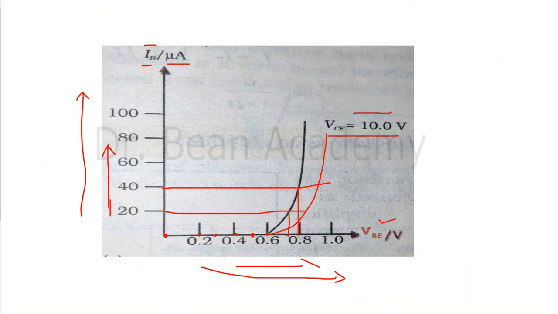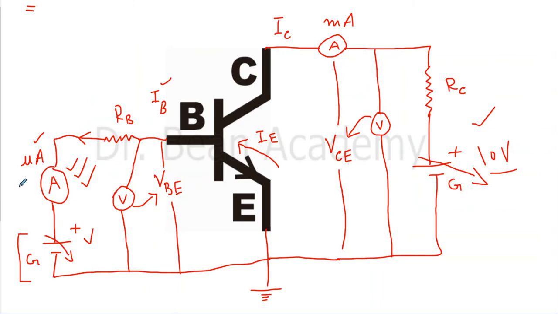So from the input characteristics, I know that 10 microampere is somewhere here. And if I go here and assume that I fixed VCE at 10 volts, then when I am here and go down, it will tell me at what voltage I will get this 10 microampere current. After recording this voltage, I will go back to the circuit and fix this voltage so that the current is 10 microampere. As a result of this voltage, I will get 10 microampere current. This is the base current IB.